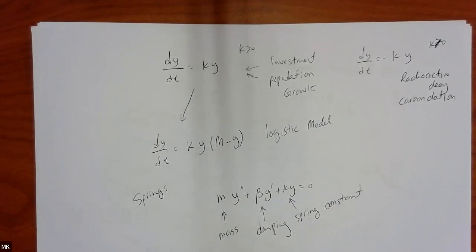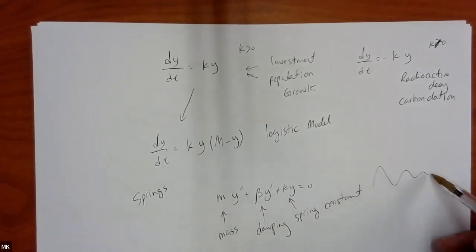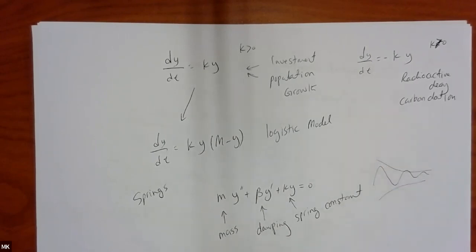Now, it may be damped. So the solution would be sinusoidal, of course, if it's not critically or over damped. If it's under damped, then we have a damped harmonic motion. If there was no damping, then it would actually be an actual sine wave.